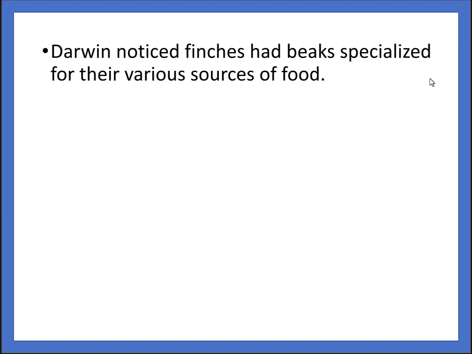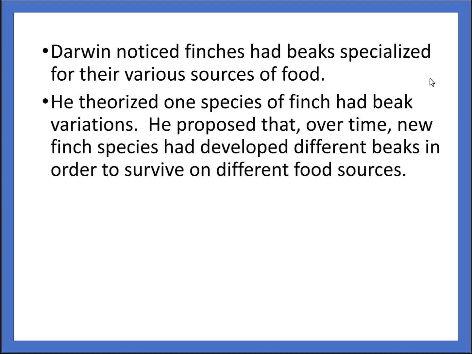Darwin noticed finches, which is a type of small bird, had beaks specialized for their various sources of food. So this was one of the observations that he made while he was on the HMS Beagle. And from those observations, he theorized that one species of finch had beak variations. He proposed that over time, new finch species had developed different beaks in order to survive on different food sources.